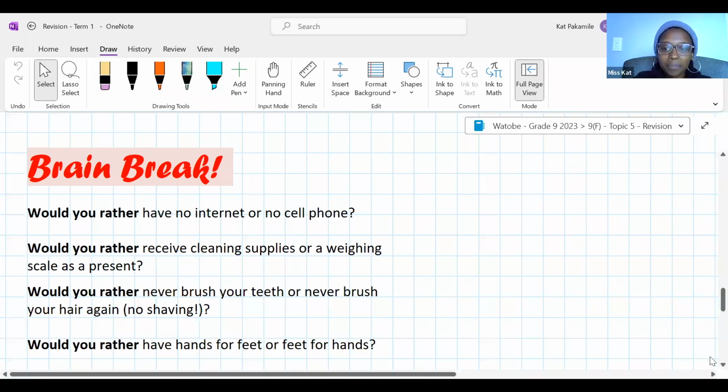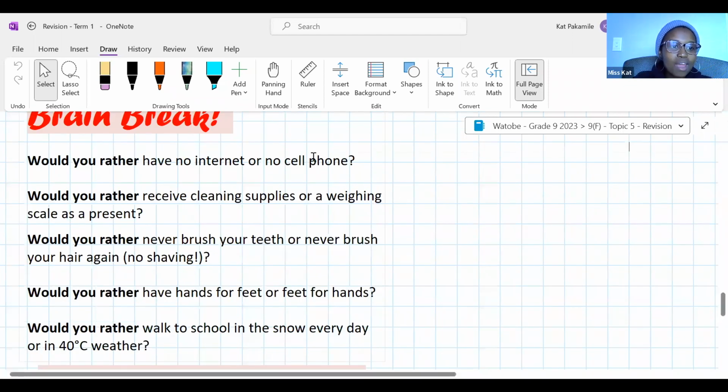Yes, ma'am. Would you rather walk to school in snow every single day or in 40 degrees weather every single day? Every day. I've gotta walk to school, ma'am. But like in snow or in heat? In heat, ma'am. So you'd rather sweat every day. 40 degrees is very hot. No, ma'am, I'm changing it.